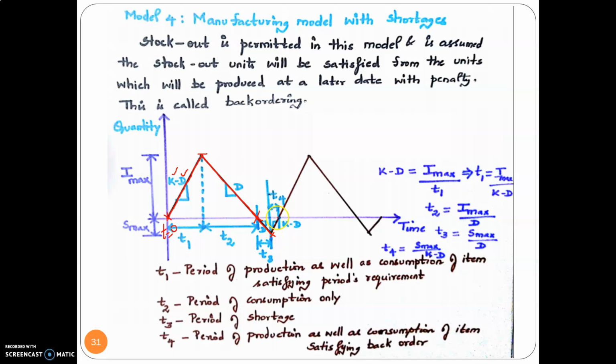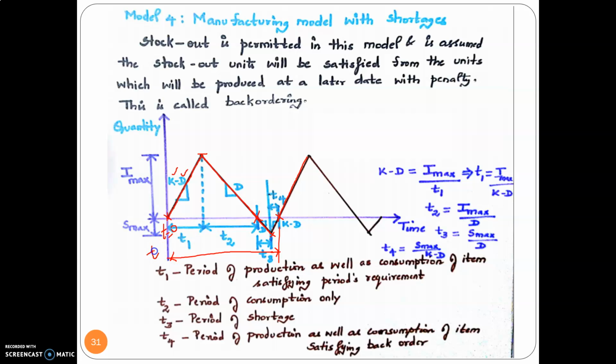When you start up your production, first you have to satisfy this back order, these stock out quantities. First you have to make sure your inventory becomes 0. Slowly you are increasing your inventory, and at this point all your stock out quantities are met with the penalty. That is, you have completed the back ordering process, and now your inventory starts piling up. That is, inventory becomes positive, and the cycle goes again. So this is your entire cycle time.